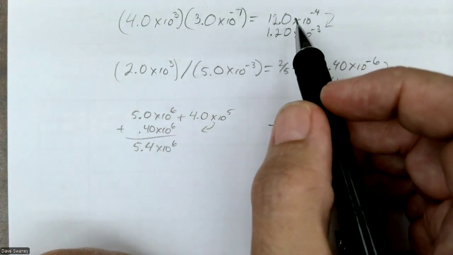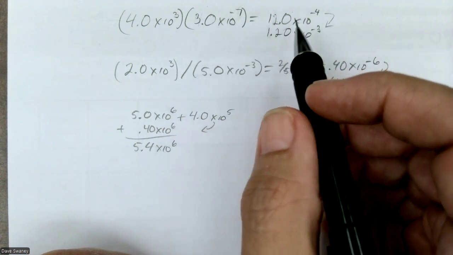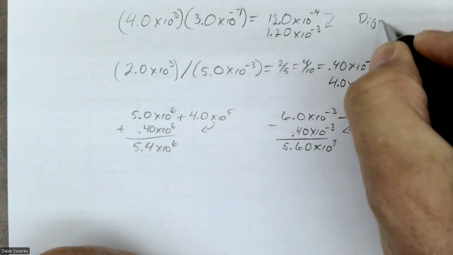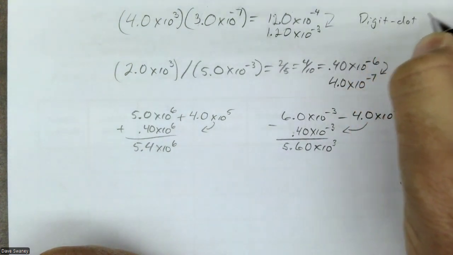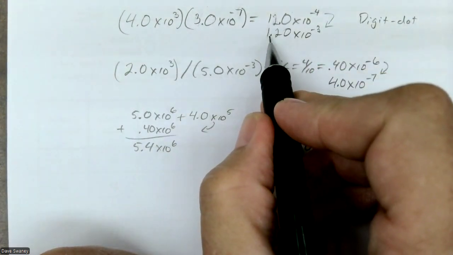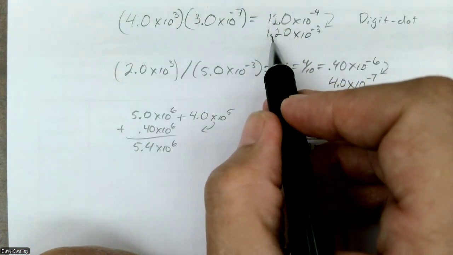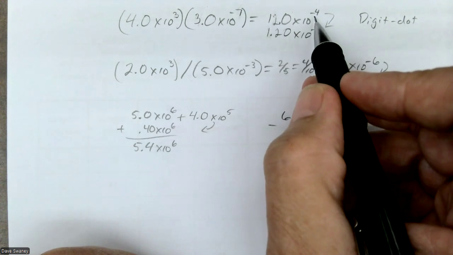However, this is going to get you half credit. We want to do this in digit dot. We want the decimal after the first digit that's not 0. So this needs to turn into 1.20. Did this get bigger or smaller? Smaller. Then this must get bigger.